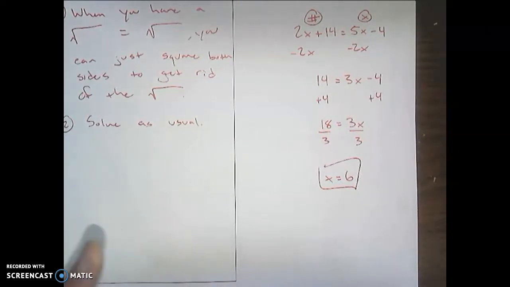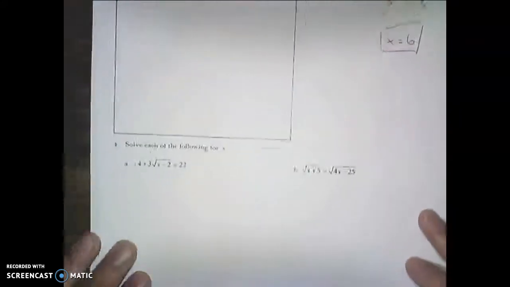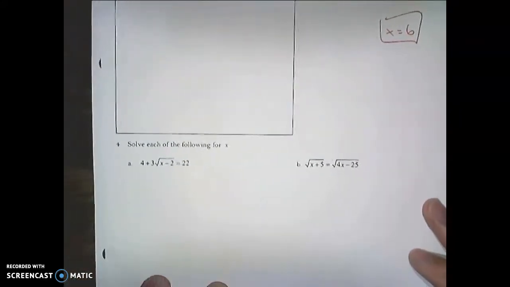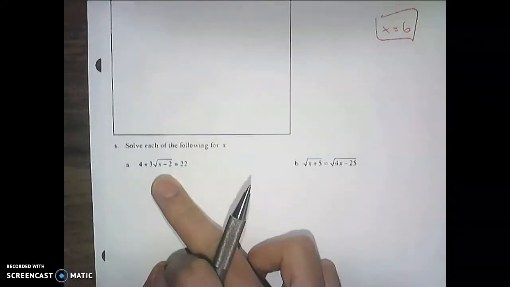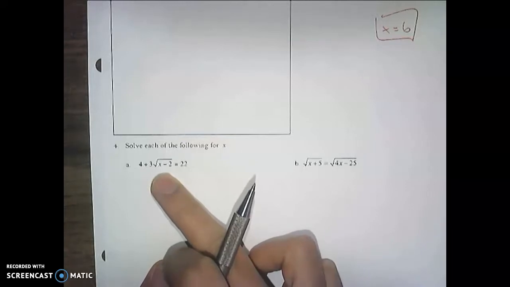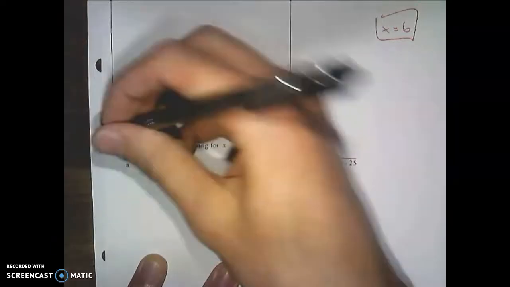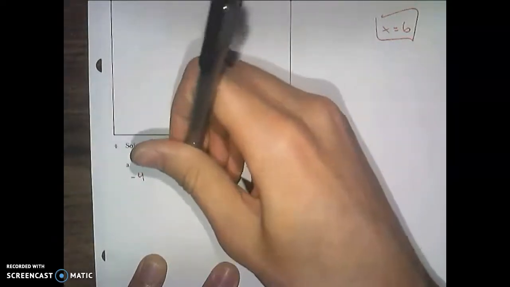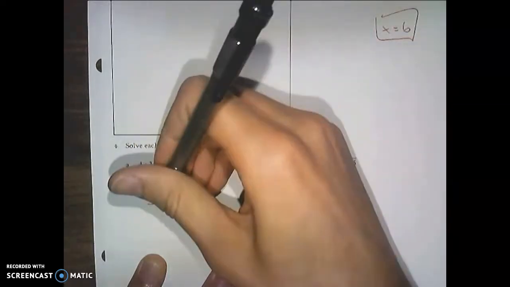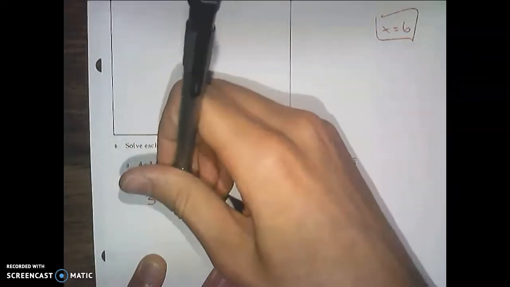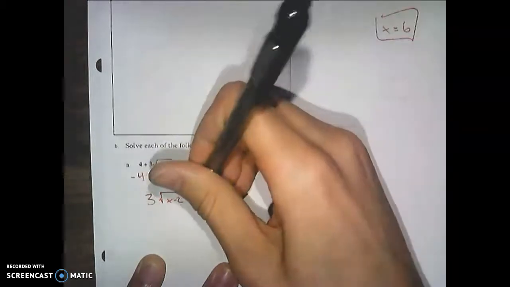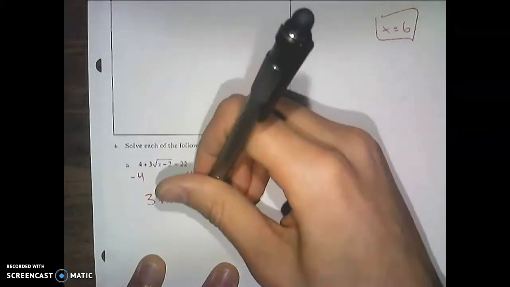Let's try a couple more. So here, we're solving for x. This is kind of like that first example that we looked at. We've got a square root on one side and there's a few things attached to it. So the first thing that we do here is we subtract 4 from both sides. So on the left hand side, what's left over is just 3 times the square root of x minus 2. And on the right hand side, we have 22 minus 4, which is 18.